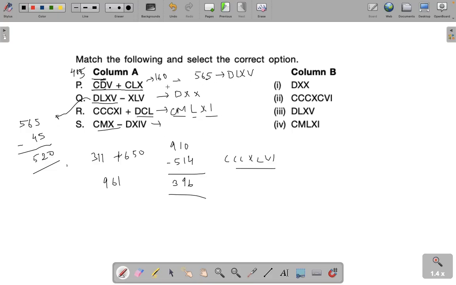Right. So any doubts in any one of these? I believe no, because you're able to find each of them. So see, DXLV is here. DXX is here. CMLXI is here. And then the last one, CCCXCVI, is here. Right? Before we close, can you just summarize what we studied?